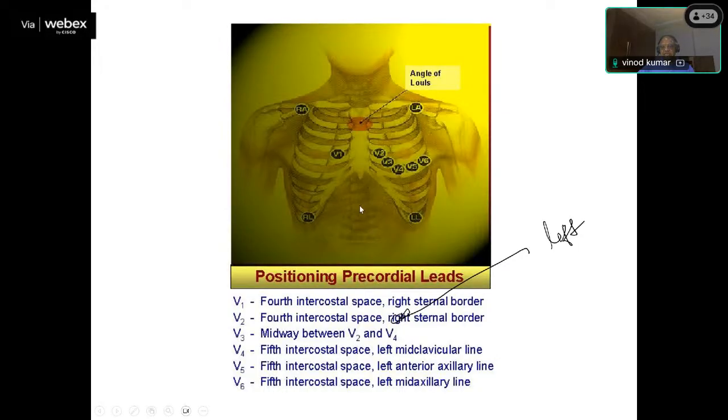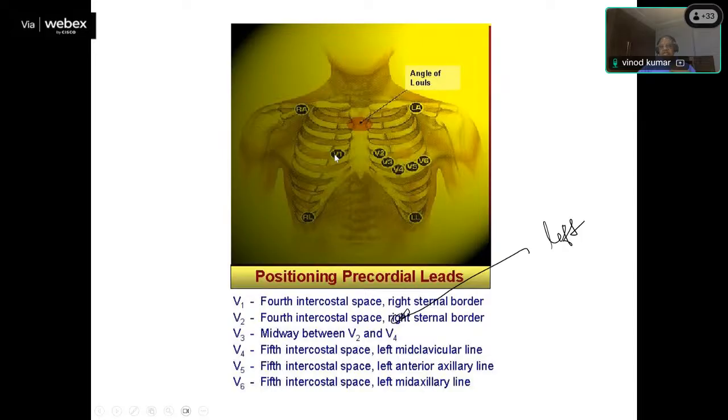6 electrodes on the chest. These are the precordial electrodes. So this is V1, V2, V3, V4, V5, V6. 6 electrodes we place on the chest. The location of these electrodes: V1 is the fourth intercostal space, right of the sternum. So this is right of the sternum. This is the intercostal space. One, two, three, fourth.